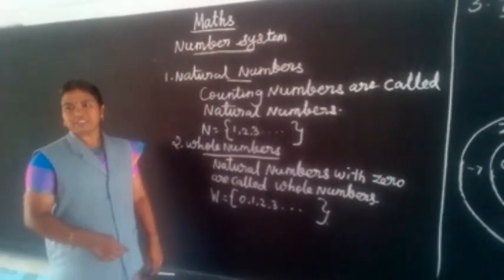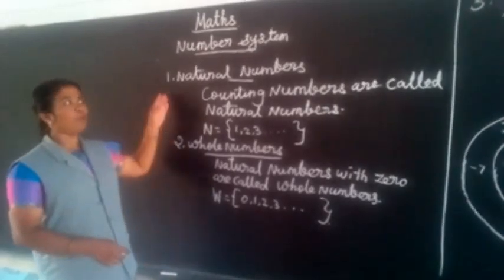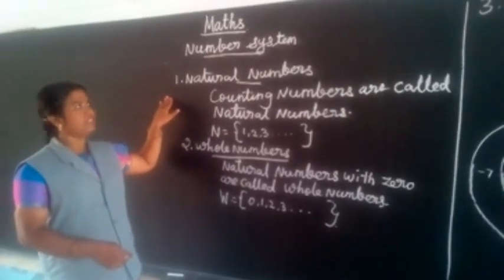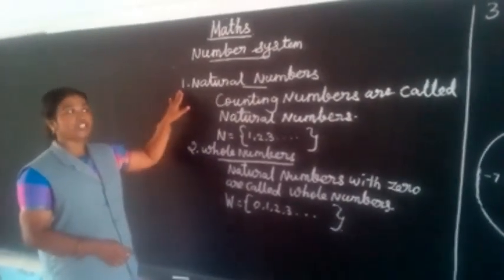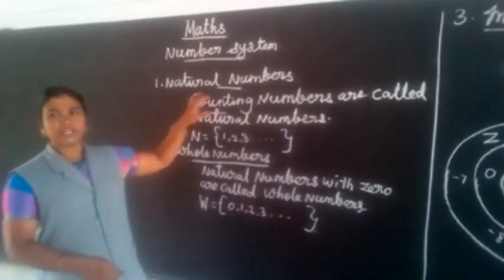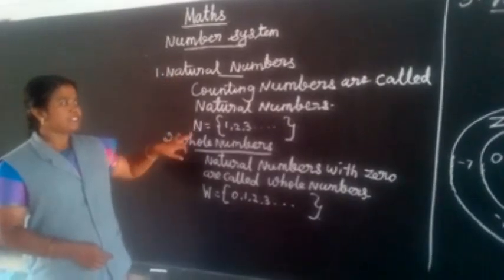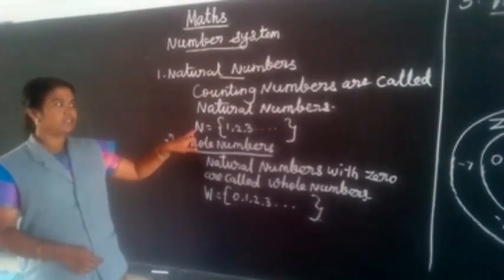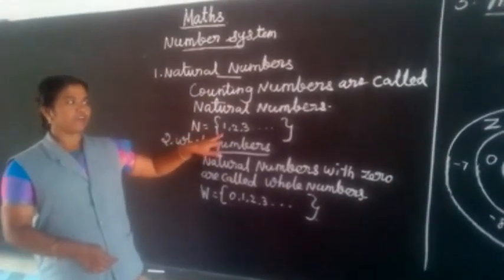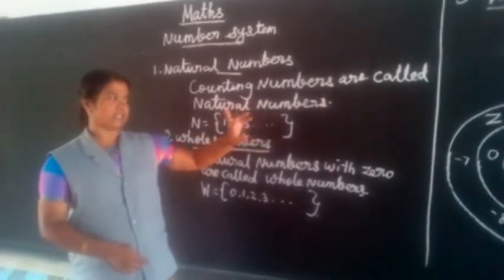Already we learned in our small classes some groups of numbers. Let us recall that. The first one is natural numbers. Counting numbers are called natural numbers. Natural numbers are denoted by the letter N. That is, N is equal to the set of 1, 2, 3, etc.